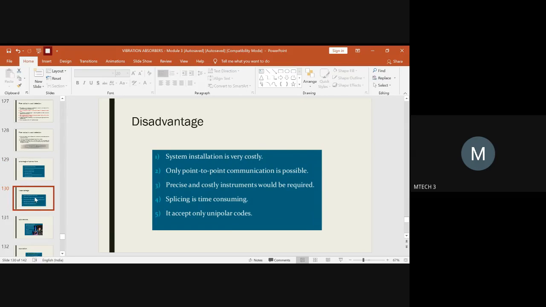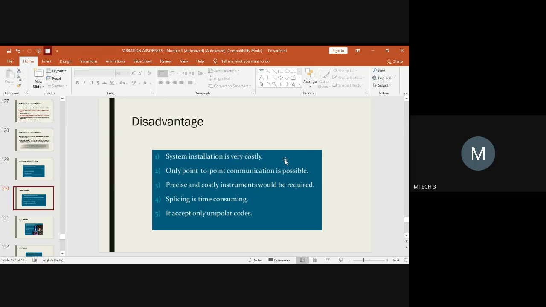And lastly, the disadvantage is that the installation cost of the system is comparatively very high. So the initial investment will be high. Once you have invested, then you can enjoy its facilities. So one drawback is the high investment cost. And only one point-to-point communication is possible. You cannot give communication to different channels. If you are using a single mode, it is point-to-point communication only.